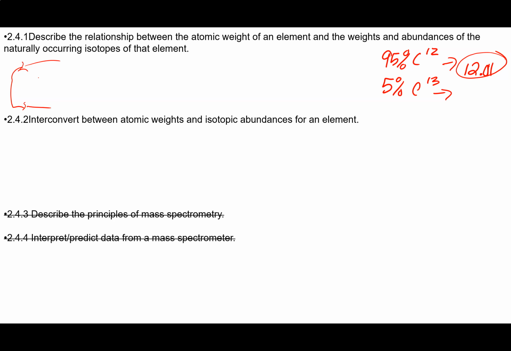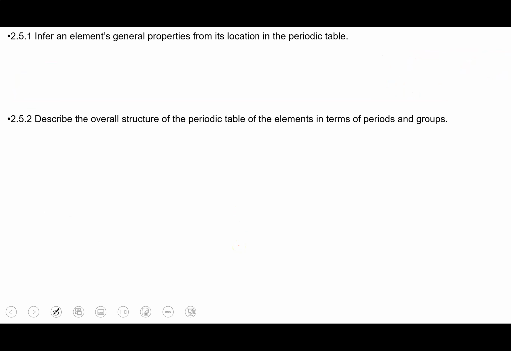Converting between atomic weights and isotopic abundance, I'm not going to make you go backwards. I may ask you to do isotopic abundance to atomic weights, but really what these two things are just asking you to do is take into account the fact that the atomic weights on the periodic table are a function of what's present and how much is present, what abundance is present for each different kind of isotope of each different atom. The last two on mass spectrometry you can cross out.